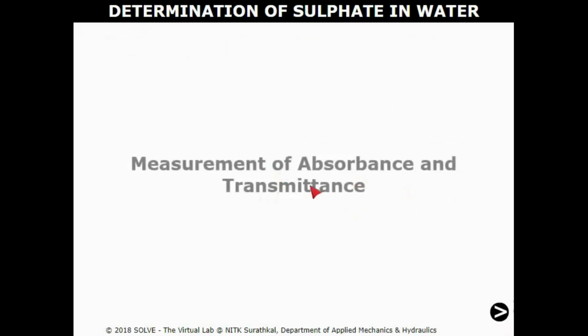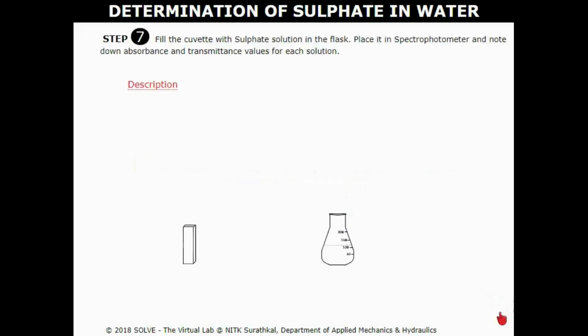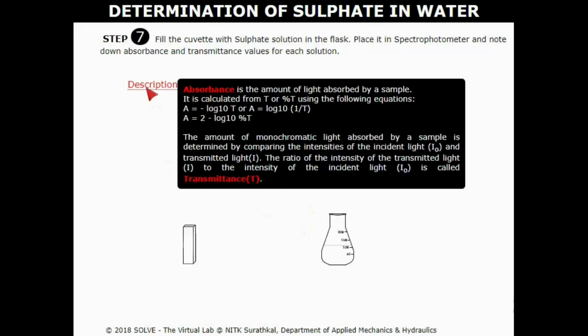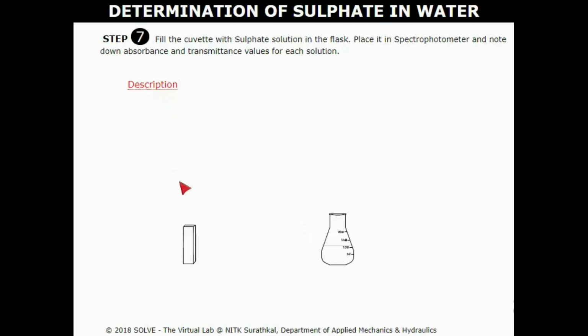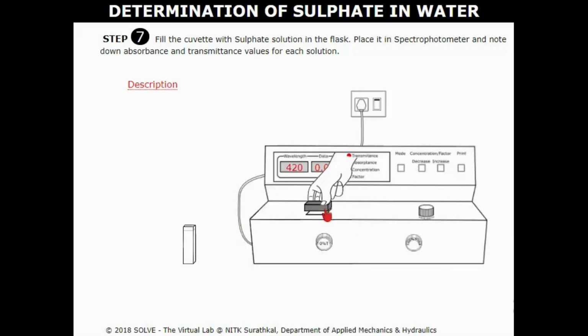Measurement of absorbance and transmittance. Click on description to know about the terminologies. Click here to fill the cuvette with sulfate solution. Open the lid and place the cuvette in spectrophotometer. Close the lid. Note down the absorbance and transmittance value for each solution.